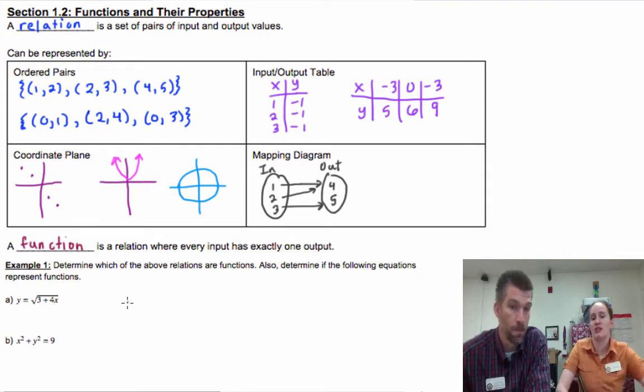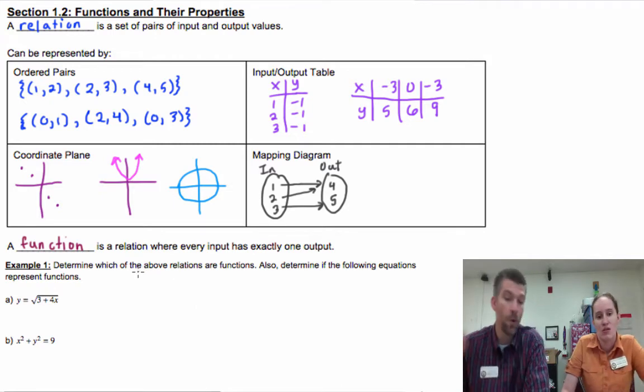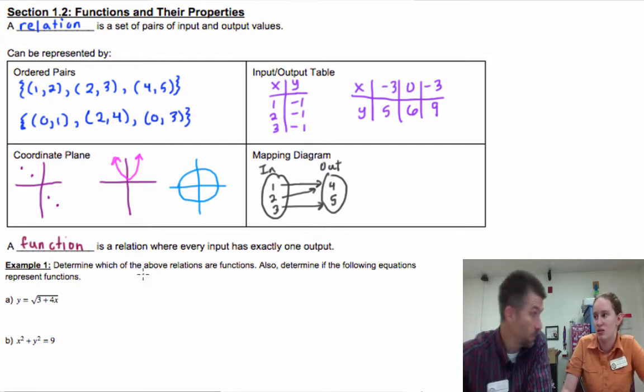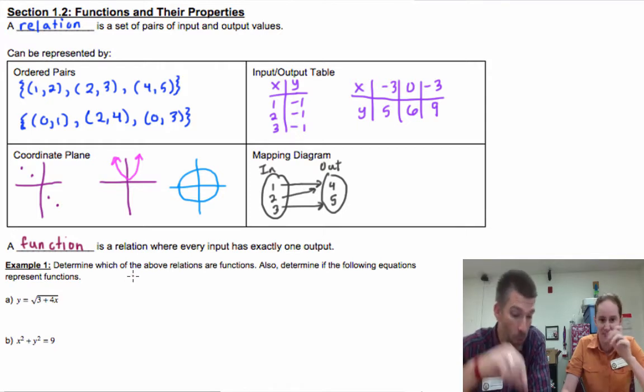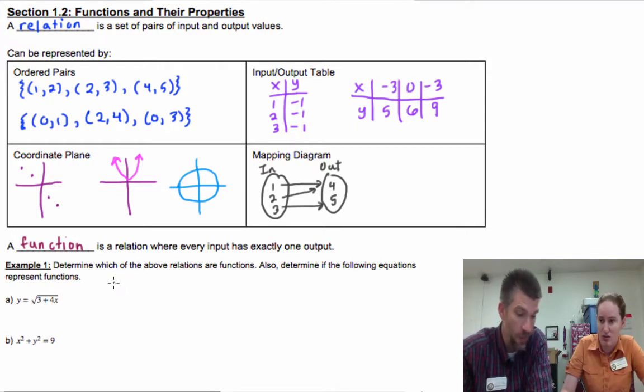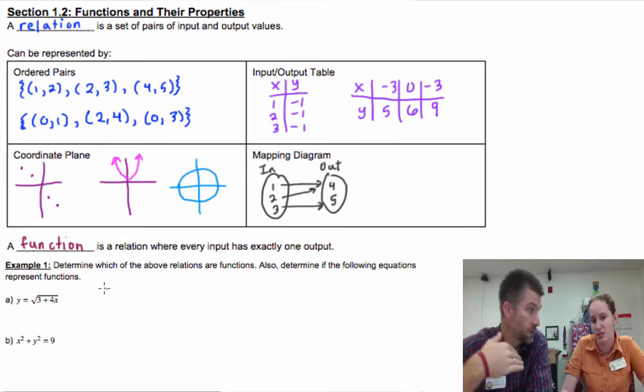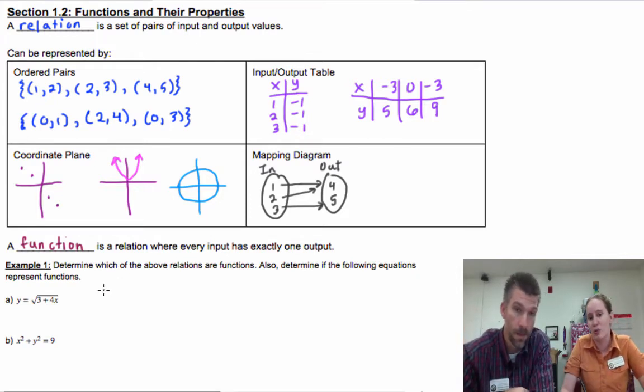A function is a relation where every input has exactly one output. That means if you put in a number, you only get one answer. You can't get more than one answer. So if I put 1 in, I'll get a 2, or a 3. But if I put a 1 in and get a 2, and then I put a 1 in and get a -2, no deal. That is not a function.